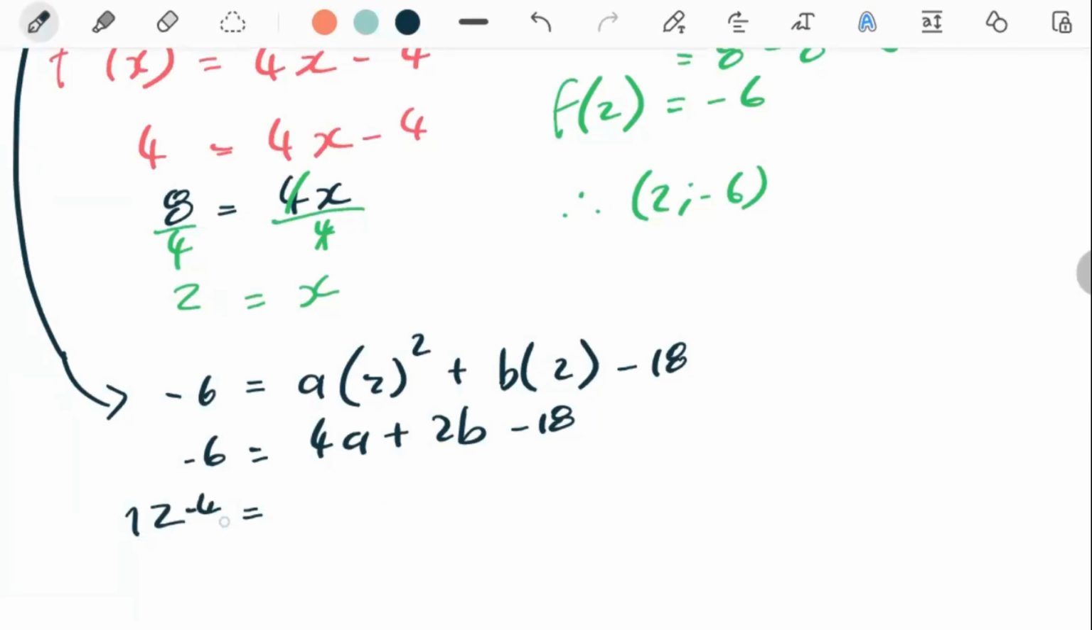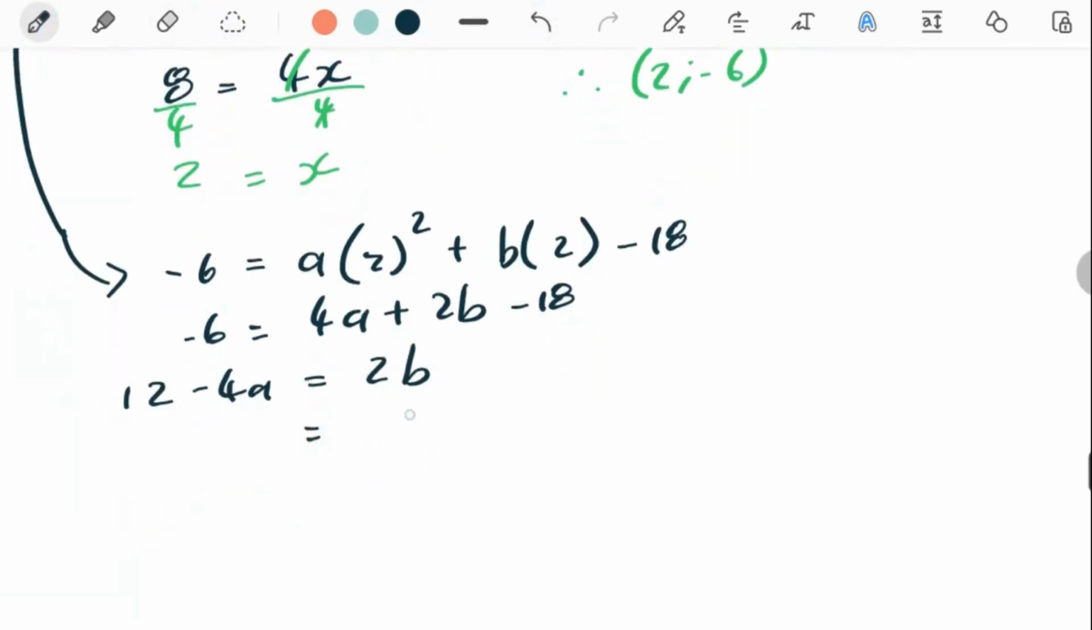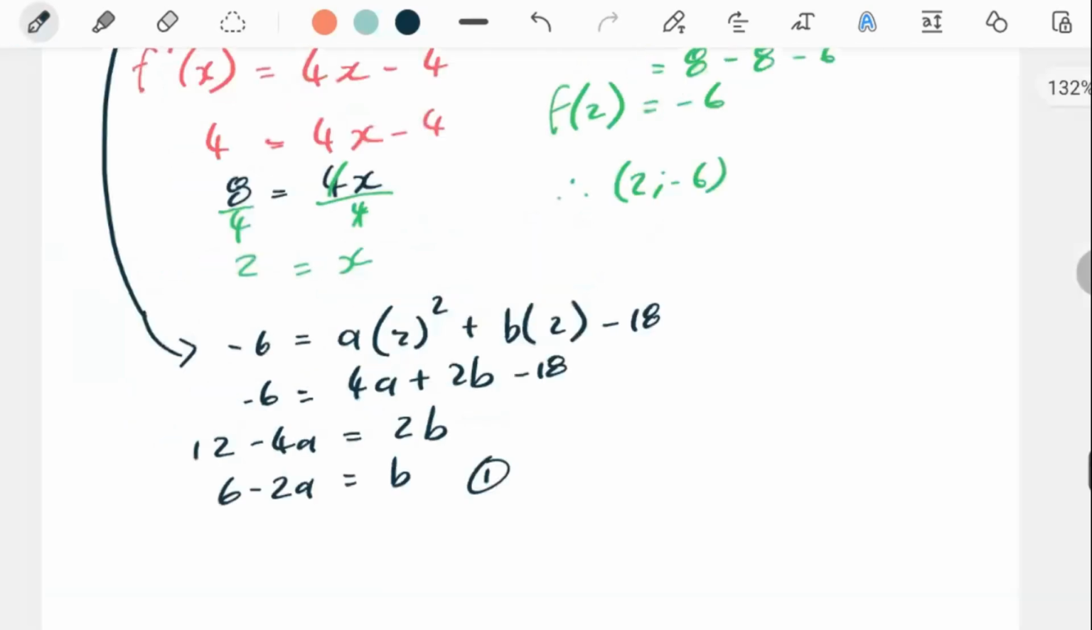And then minus 4a, equal to 2b. There you go. Divide both sides by 2 here. You're going to have 6 minus 2a, and then you have b here. So this is one equation that has a and b.